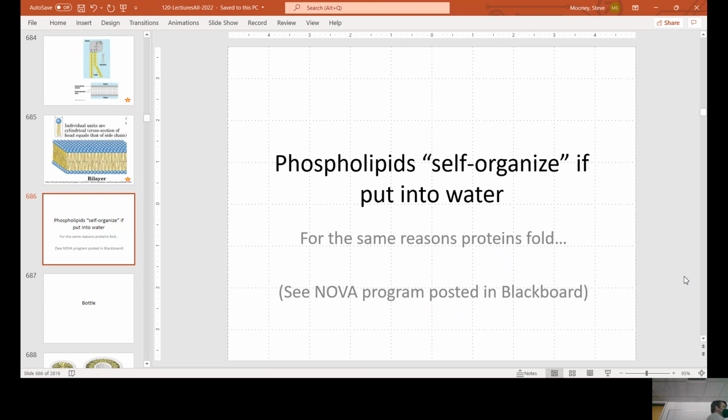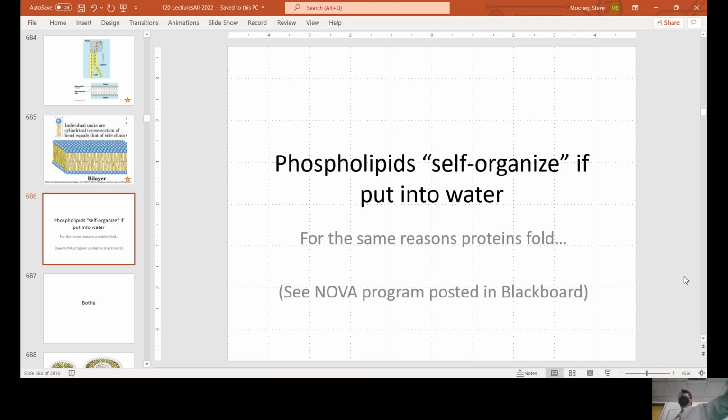Phospholipids will self-organize if you put them in water. Not a lot of energy to put them together. So the hydrophobic components, those tails, will group together for the same reason that the proteins fold over. The R groups trying to get together, the hydrophobic fatty acid tails trying to get together.